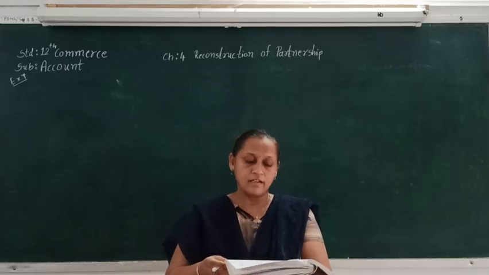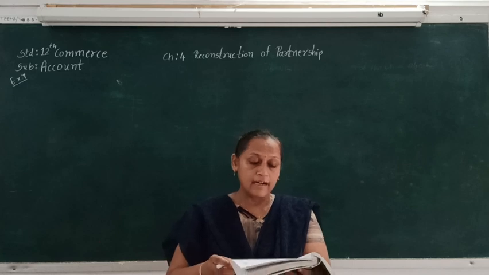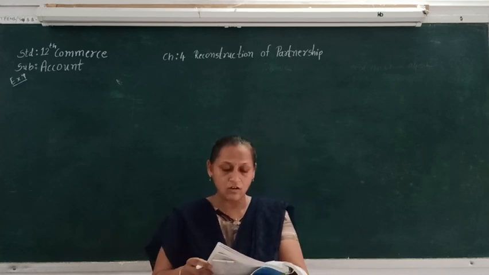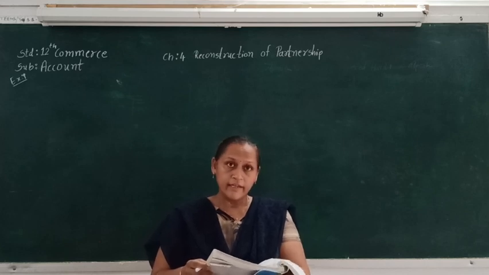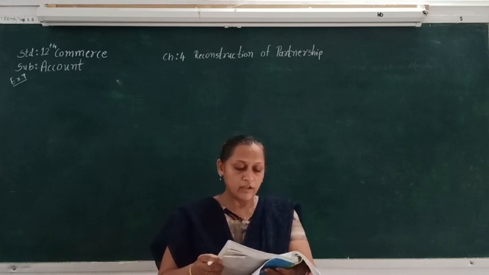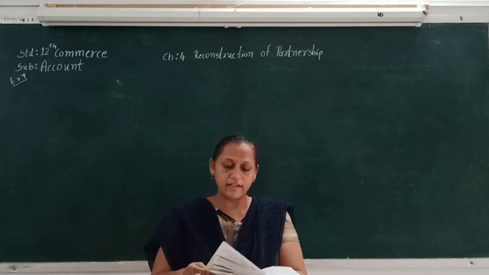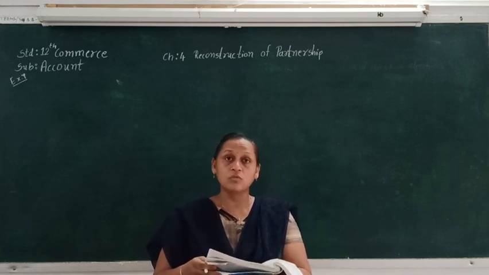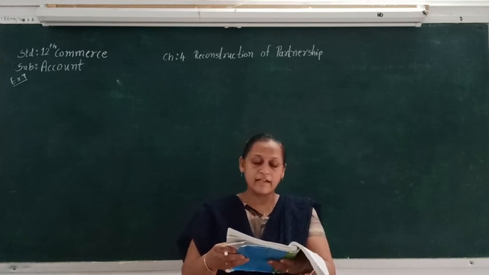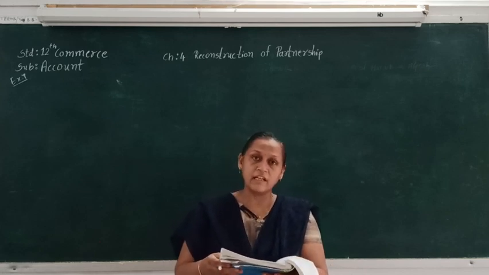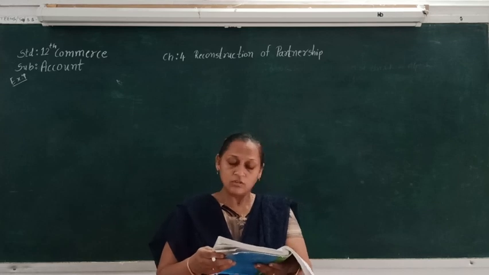Let's see sum number 9. Hardik and Alpesh are the partners of a partnership firm. Their profit and loss sharing ratio is 5:3. They wanted to change their profit and loss sharing ratio to 3:2. See, their old profit sharing ratio is 5:3 and now they want to change it to 3:2.